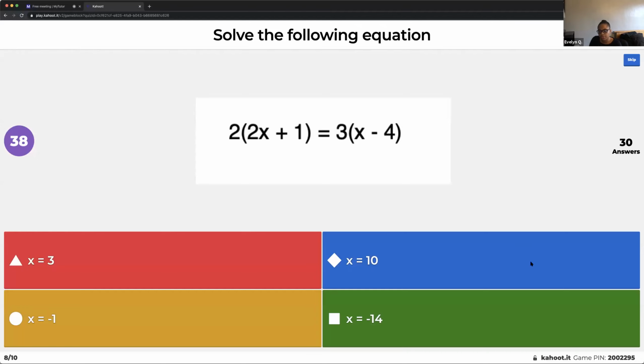Will we do a Kahoot tomorrow as well? Yes, we'll do a Kahoot on Tuesday and Wednesday, just to sum up everything that we've gone through in the lesson. Hopefully you guys enjoy it. I know some of you really do enjoy it.